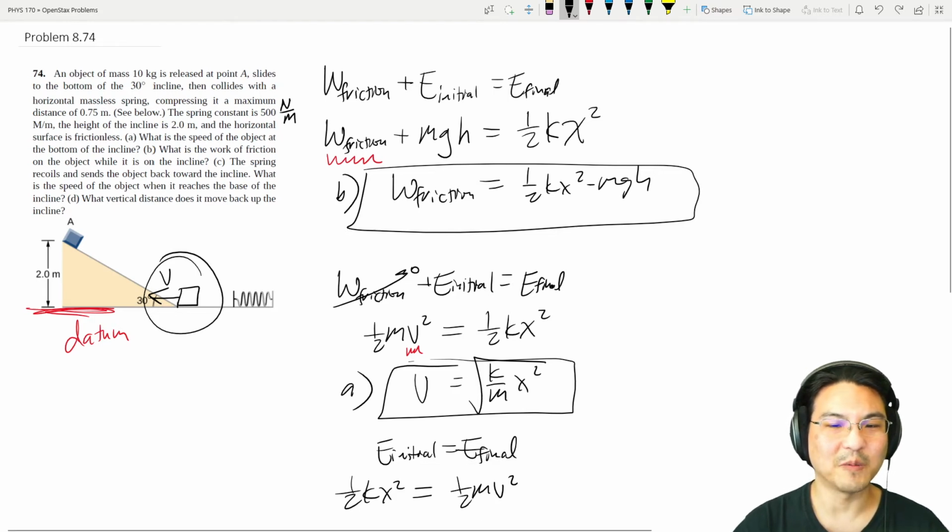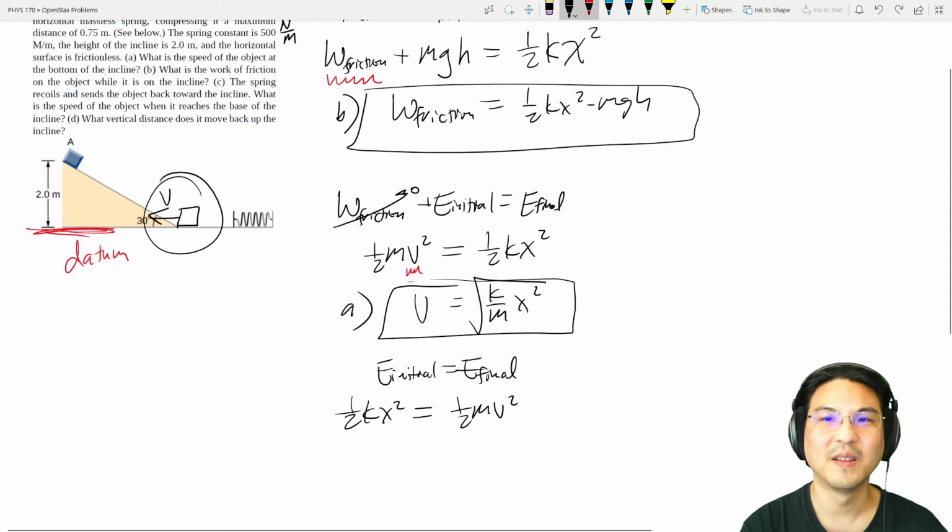What is known and what is unknown? This is the only unknown. Solve for that.